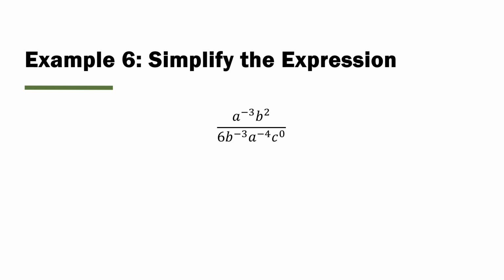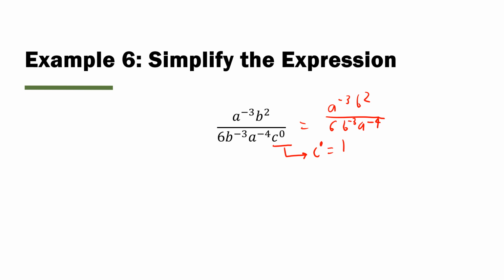Let's try example 6. Pause the video, try it yourself, and then continue. So immediately I can take out this c to the power of 0, right? That's just equal to 1. So this will just be equal to a to the power of negative 3 times b to the power of 2 divided by 6 times b to the power of negative 3 times a to the power of negative 4.